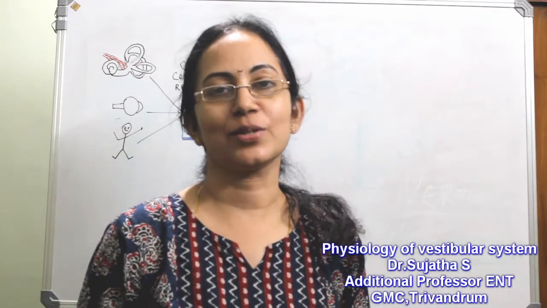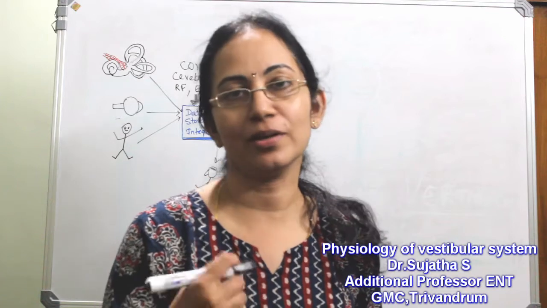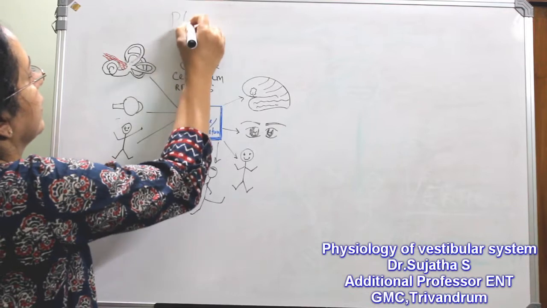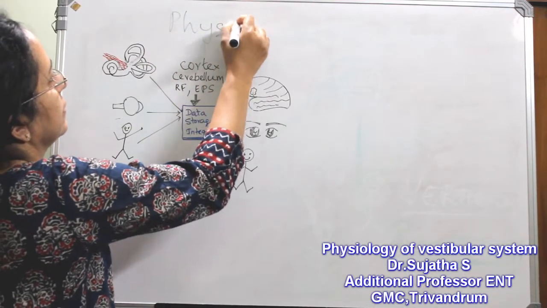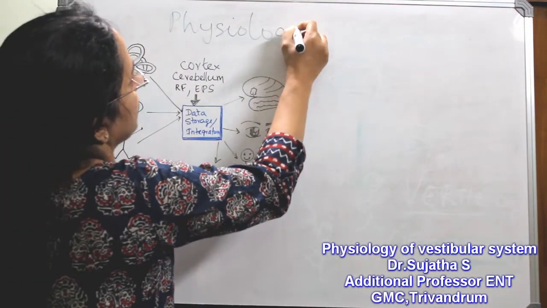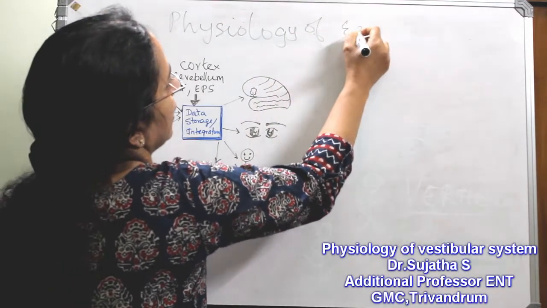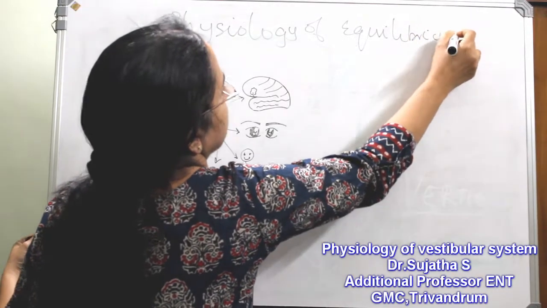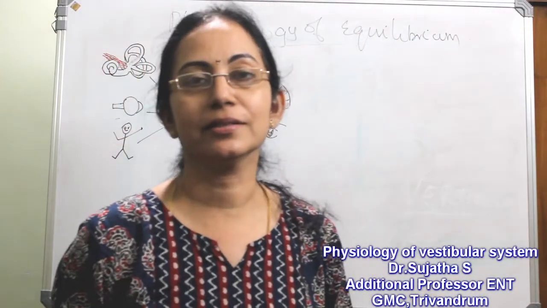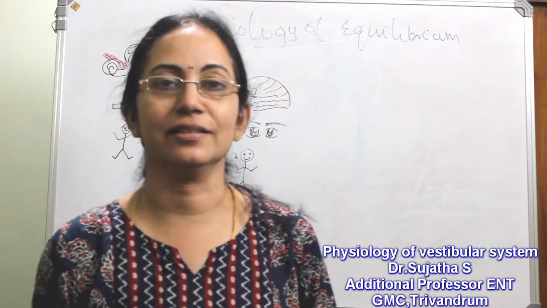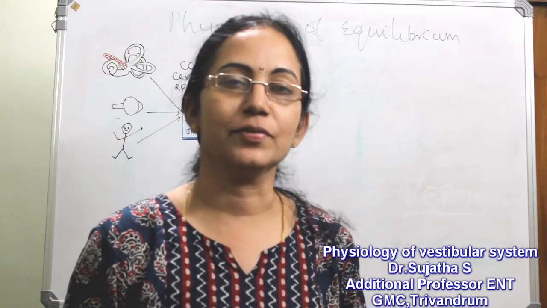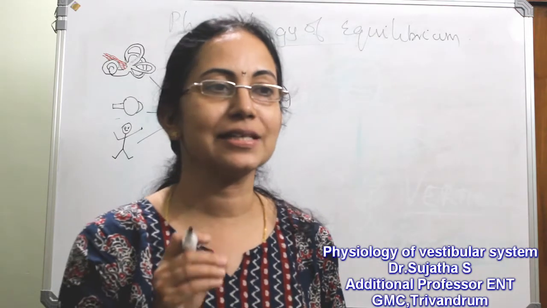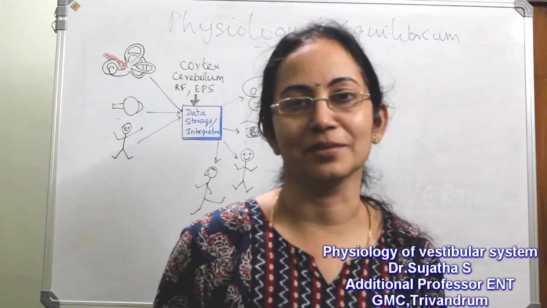Today we can discuss the physiology of balance, or physiology of equilibrium. How we balance. Okay, that is physiology of equilibrium. Right? One thing is very essential for studying the physiology of equilibrium. And what is that? It is the knowledge of anatomy of inner ear.